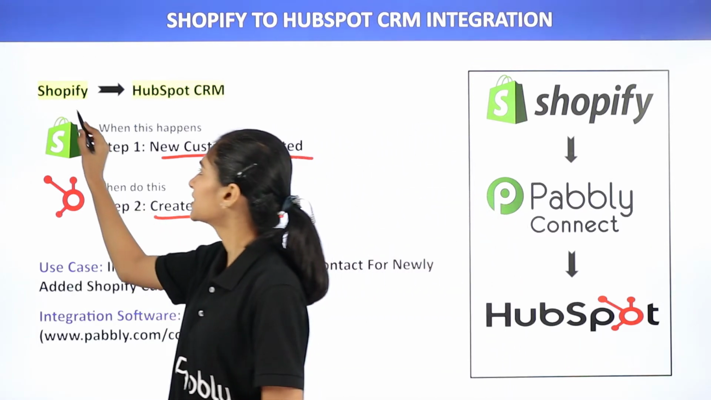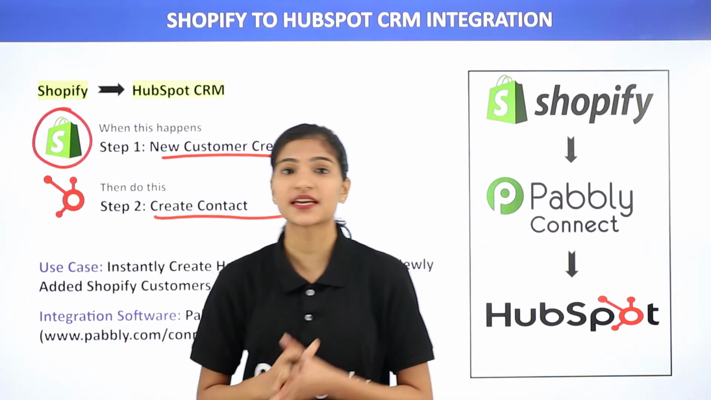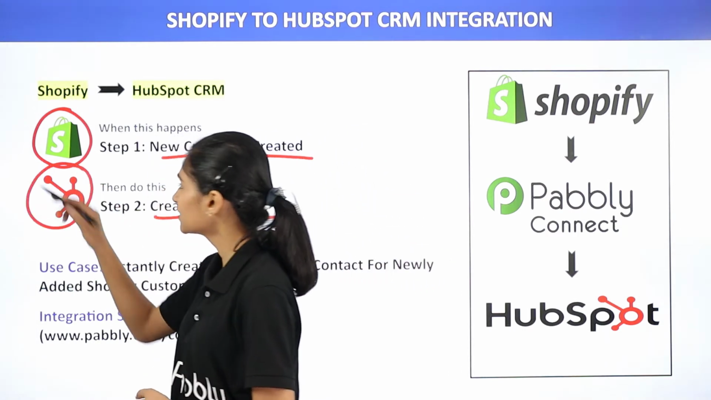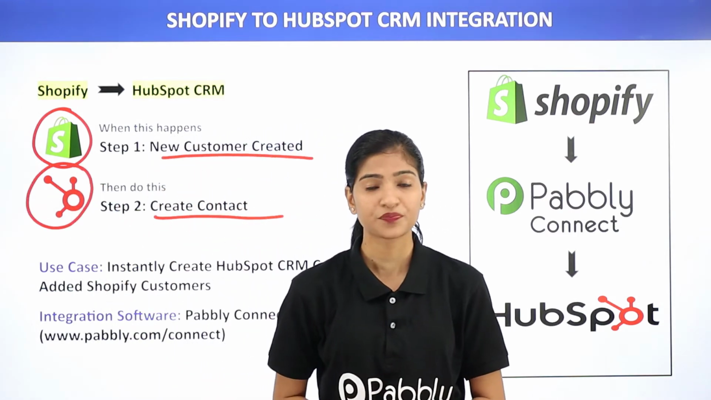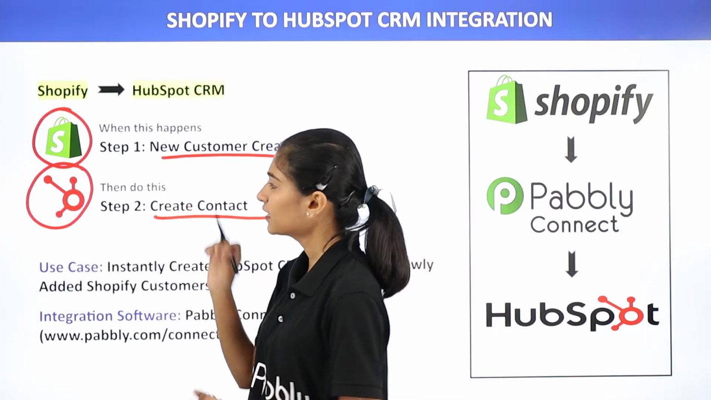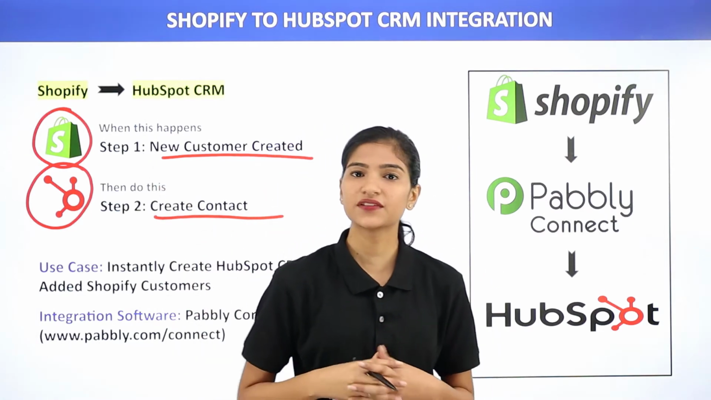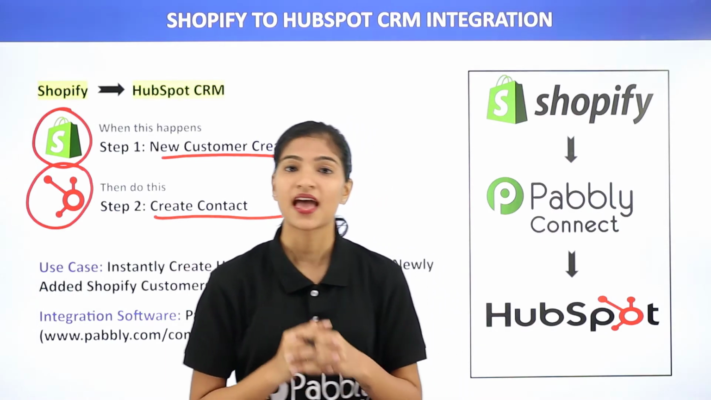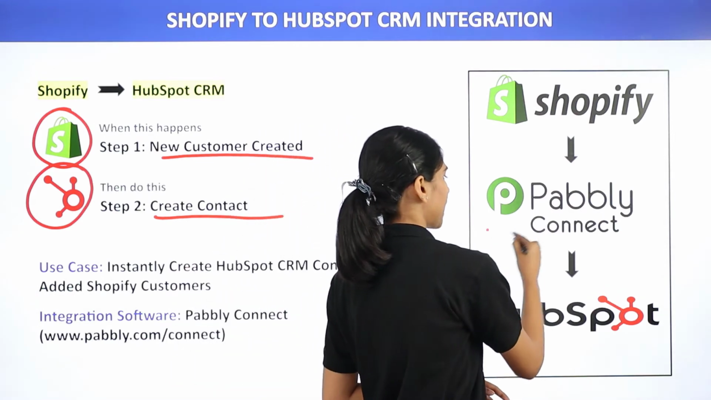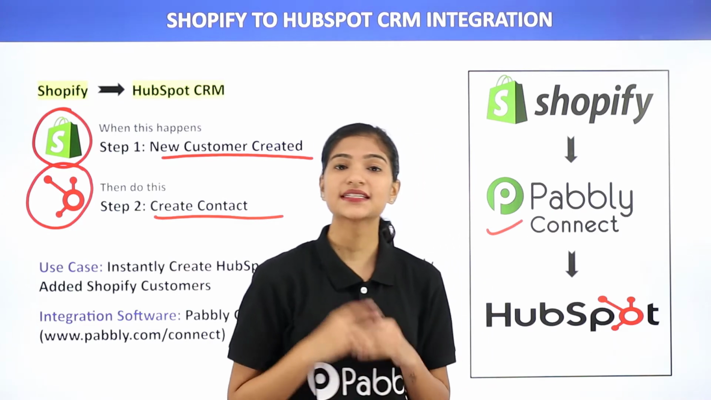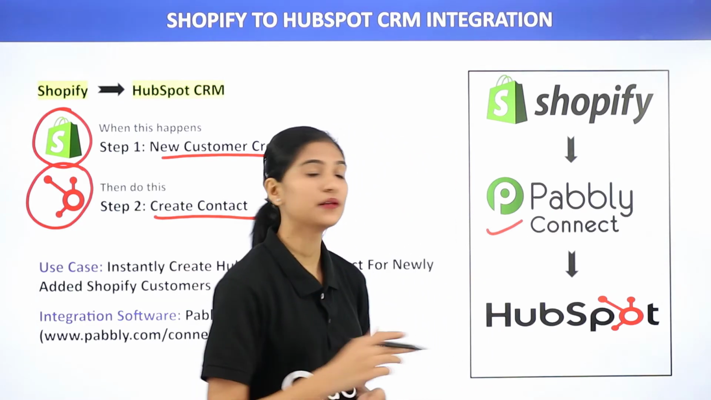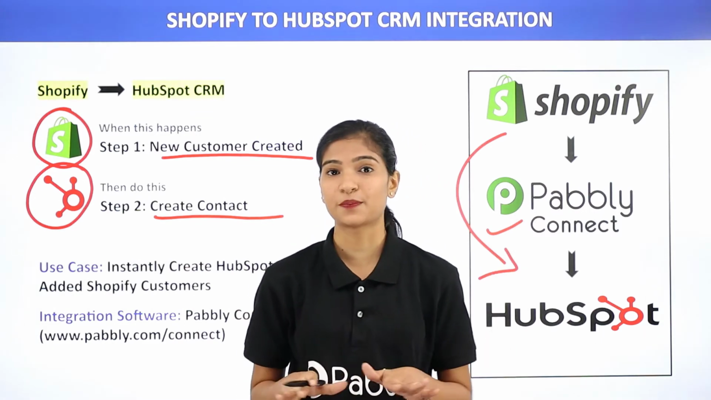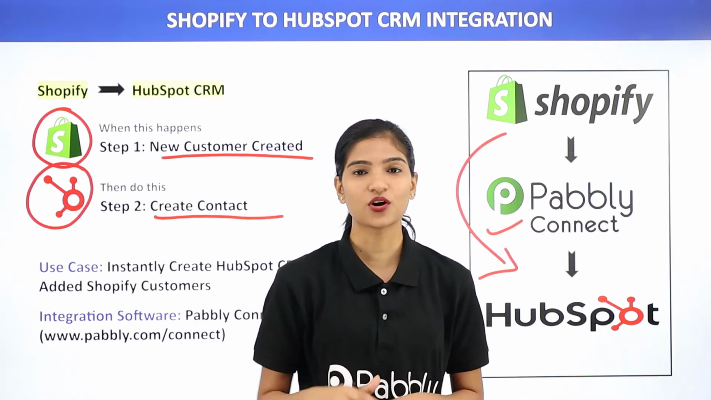So Shopify is an e-commerce platform where you can set up your online store, whereas HubSpot is an all-in-one marketing, sales and CRM software. Although Shopify and HubSpot CRM have some native integration between them, this integration has certain limitations, and that is why we are going to use Pabbly Connect. So Pabbly Connect is an integration software which will help you to transfer data from Shopify to HubSpot. The best part here is you don't require any knowledge of coding.